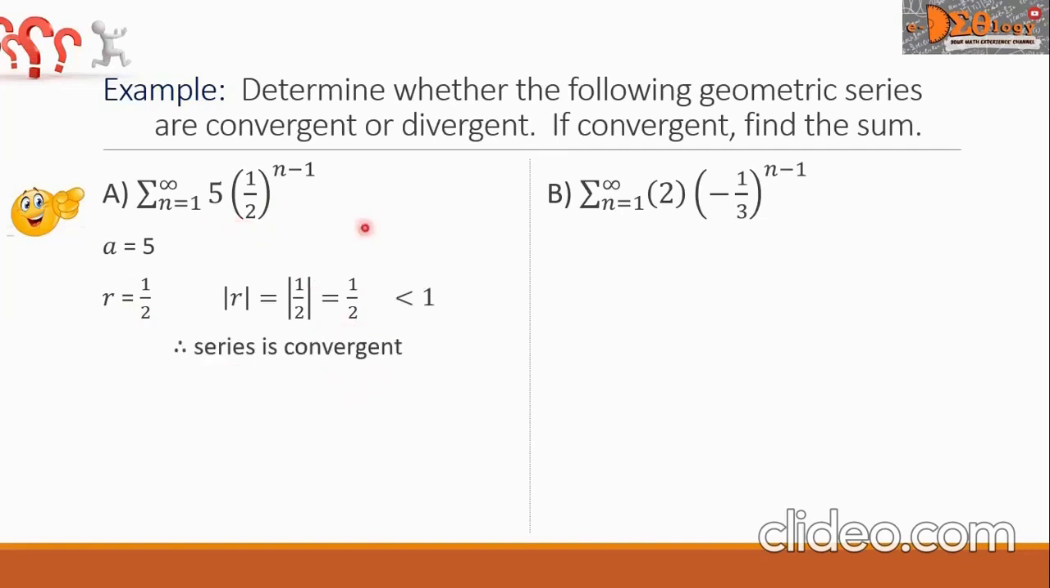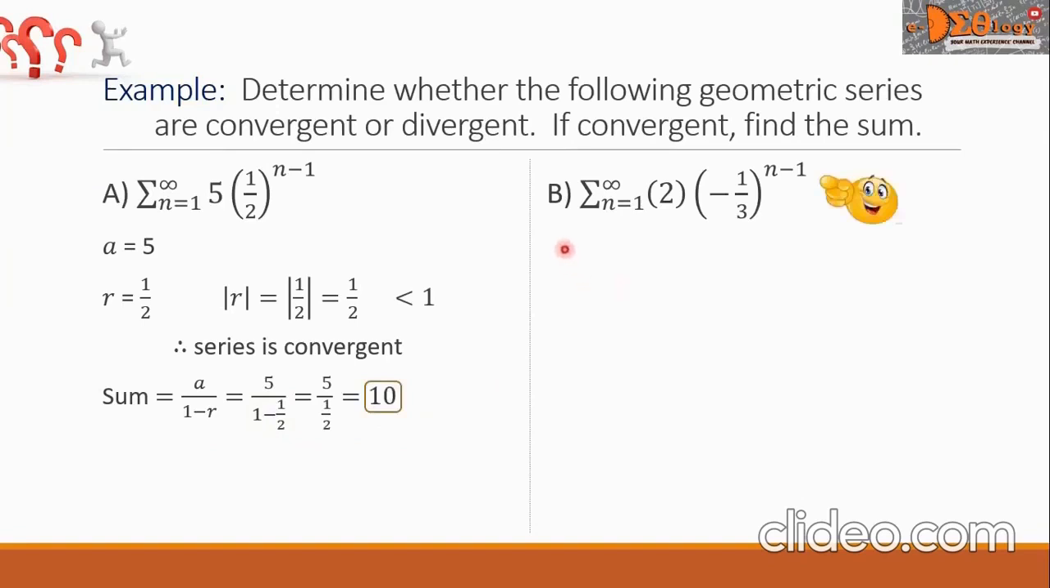Since this is convergent, we can use the formula for the sum, a over 1 minus r. Substituting the values, we have 5 over 1 minus 1/2. Simplifying the denominator, it will be 1/2. So 5 over 1/2 is equal to 10. This is the final answer.